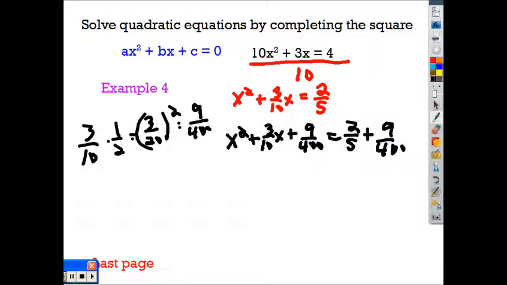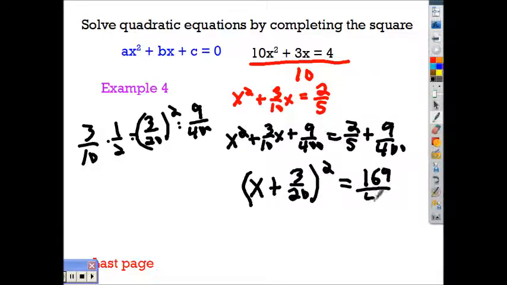So I already completed the square, so let's go ahead and factor the left side. So this is going to be x plus, remember our 3/20, squared equals, well, once I find my common denominator and work everything out, I'm going to get 169 over 400. Next, I simply take the square root of both sides. I get x plus 3 over 20 equals 13 over 20. Pardon me, positive and negative 13 over 20.